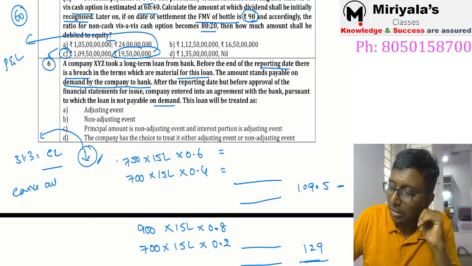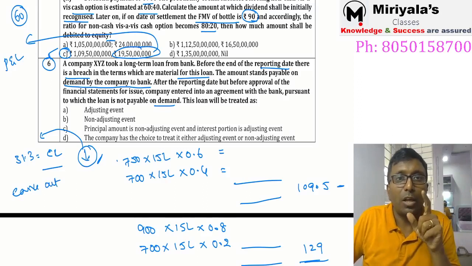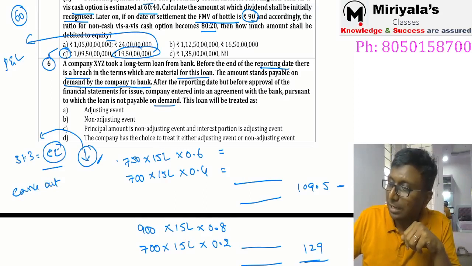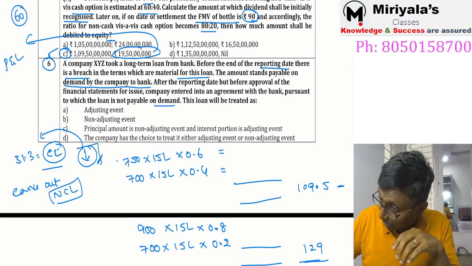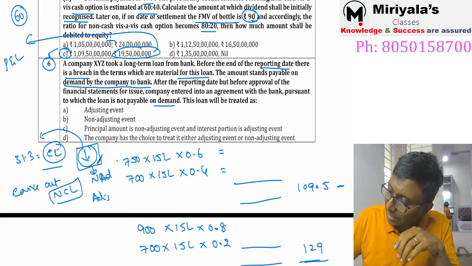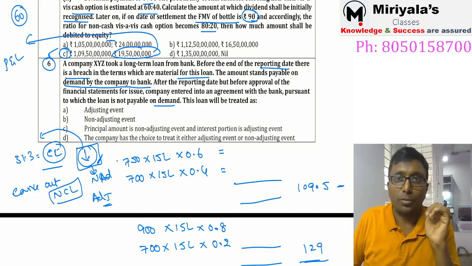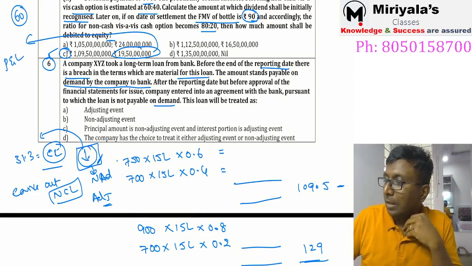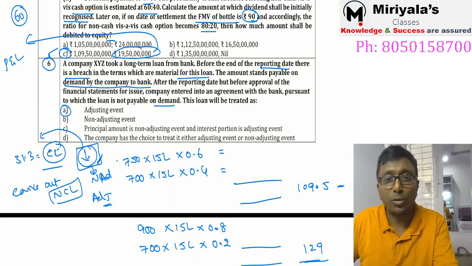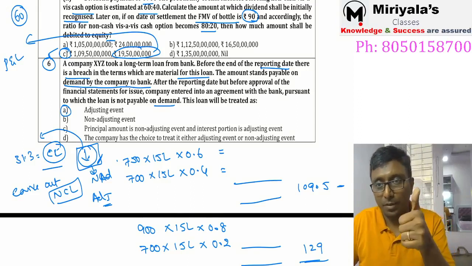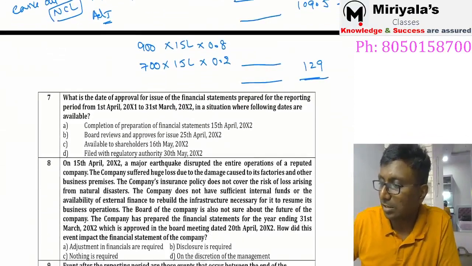Since there is a carve out, I hope you understood. What are we supposed to do? Even though it is a current liability, it should be considered as non-current liability. Even though strictly speaking it is a non-adjusting event, it should be considered as an adjusting event because of the carve out. Got it? So this loan should be treated as adjusting or non-adjusting? Obviously, you are supposed to treat it as an adjusting event. That is what we have already discussed in the class also.